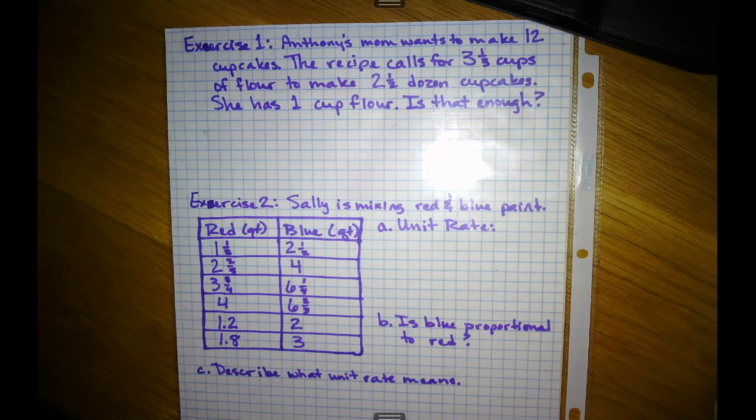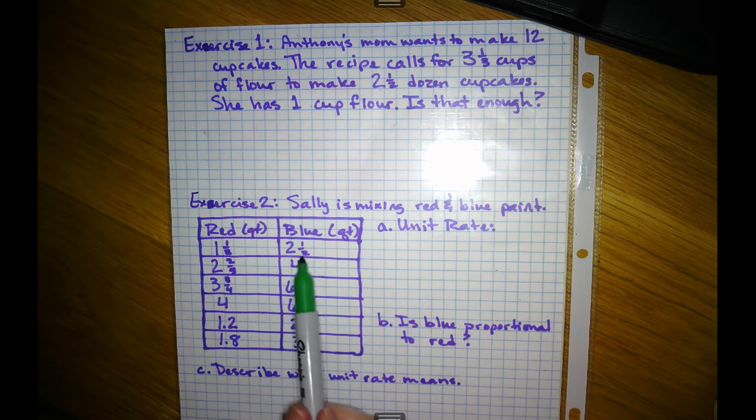Now we're going to finish up with exercise 2 of lesson 11. Sally is mixing red and blue paint. What is the unit rate of blue to red? Because again, we're going to do y divided by x, so we need to do blue to red.